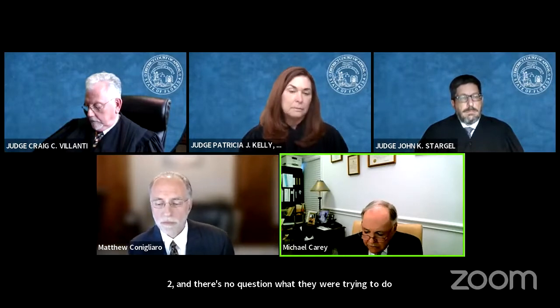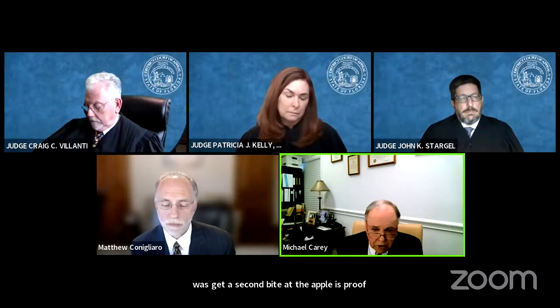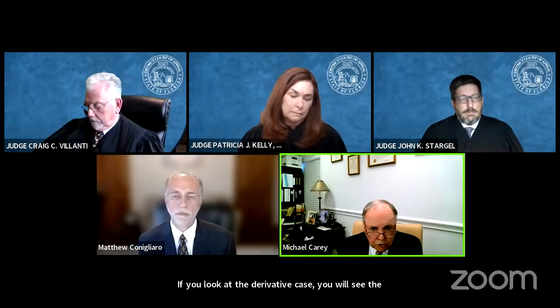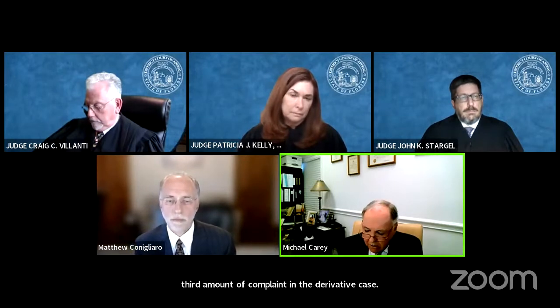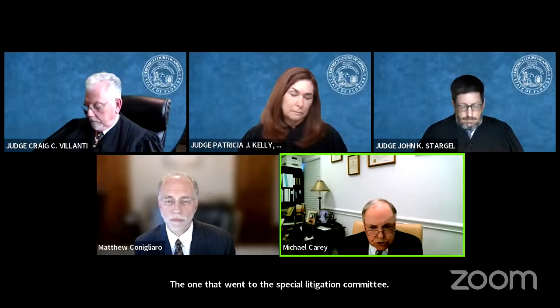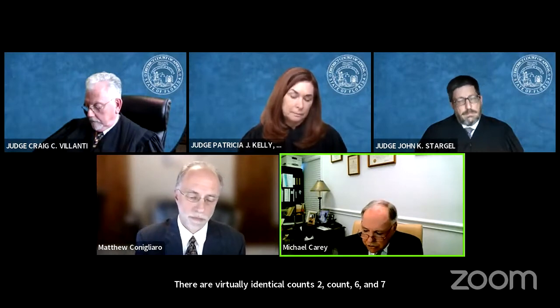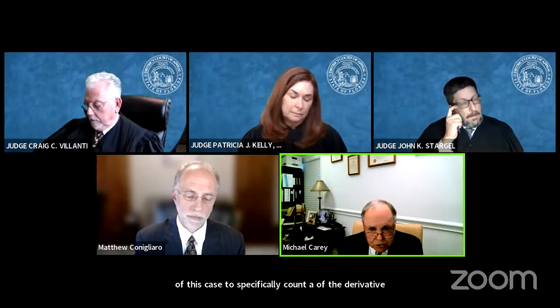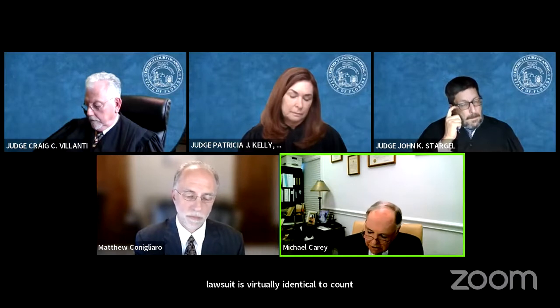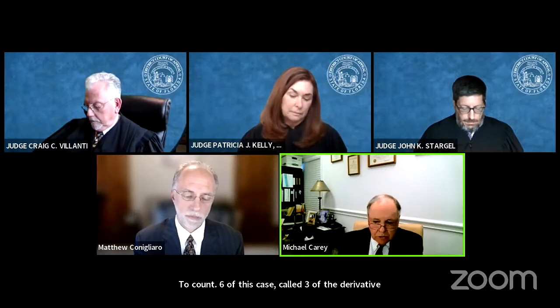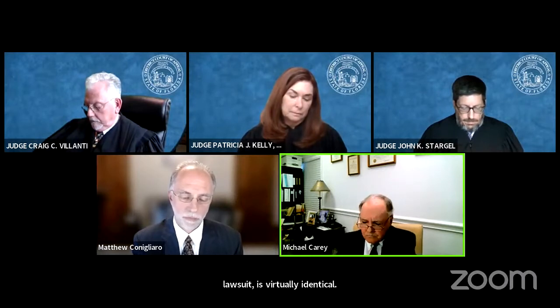And as proof that counts 6 and 7 are derivative, if you look at the derivative case, you will see the Third Amendment complaint in the derivative case, the one that went to the Special Litigation Committee. There are virtually identical counts to counts 6 and 7 of this case. Specifically, count 8 of the derivative lawsuit is virtually identical to count 6 of this case, and count 3 of the derivative lawsuit is virtually identical to count 7 of this case.